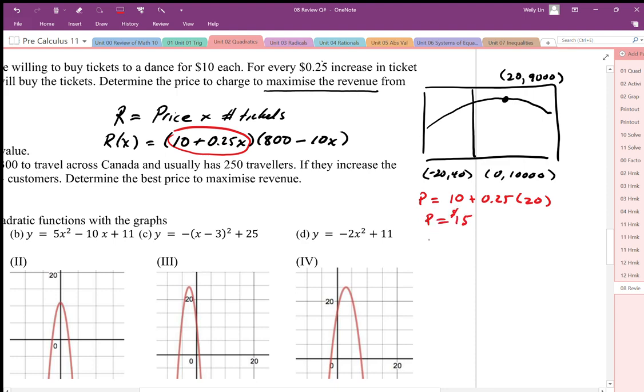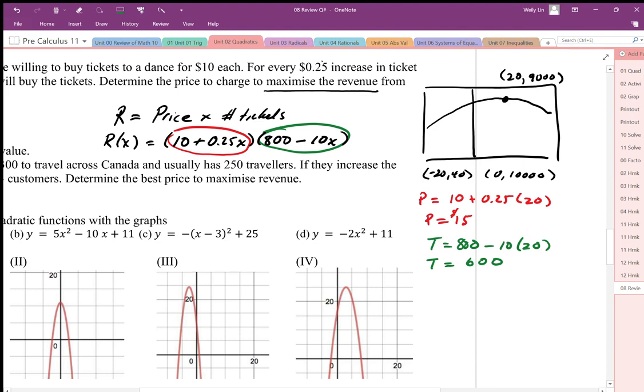Okay, the number of tickets, I'll do this in a different color. The tickets is equal to that expression there. So to calculate my tickets, I will do 800 minus 10 times x, which is 20. So the number of tickets sold works out to be 800 minus 10 times 20, which is 200, so I get 600 tickets sold at $15 a piece, and that gives me my maximum revenue of $9,000.